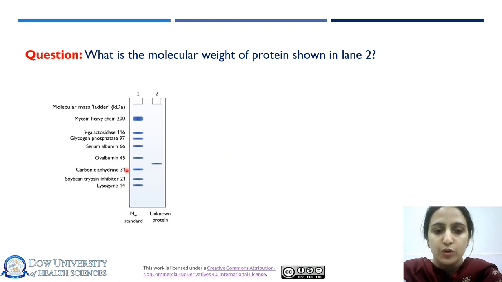For this purpose, you would add 31 plus 45, which would be equal to 76 kilodalton, and then you divide it by 2, and the answer comes as 38. So the molecular weight of the protein which is present in lane 2 is approximately 38 kilodalton. However, in order to get the exact molecular weight of that protein, you need to perform mass spectrometry, which gives you the exact molecular weight information about your protein.